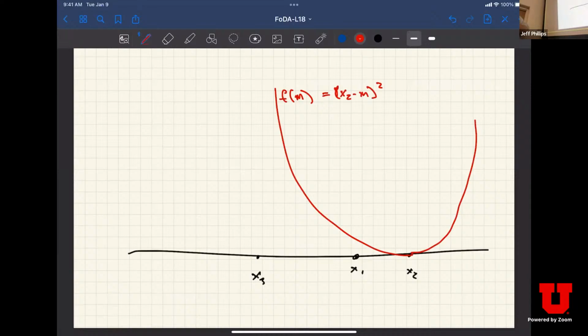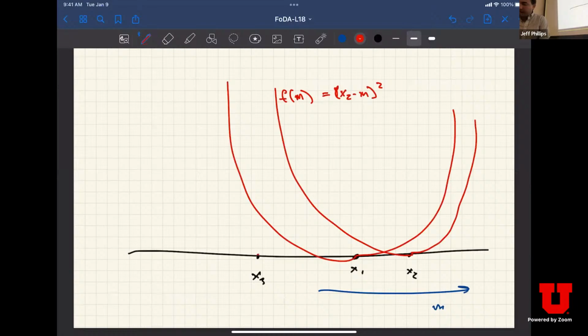This is a quadratic cost function, and it is convex in terms of m. m is the mean we want to estimate, and this is the cost. If we have m exactly at x2, the cost is 0. As we move further away, it gets higher, and this is convex. We can do the same thing for x1, which is also a quadratic, and x3.